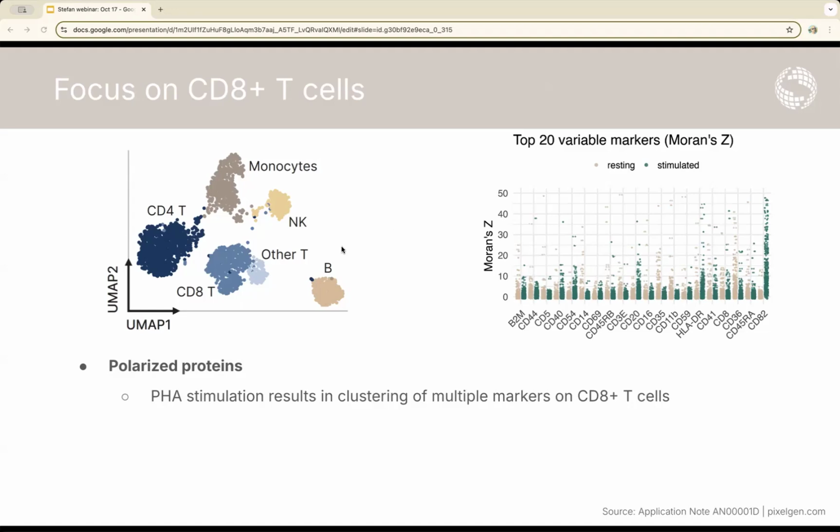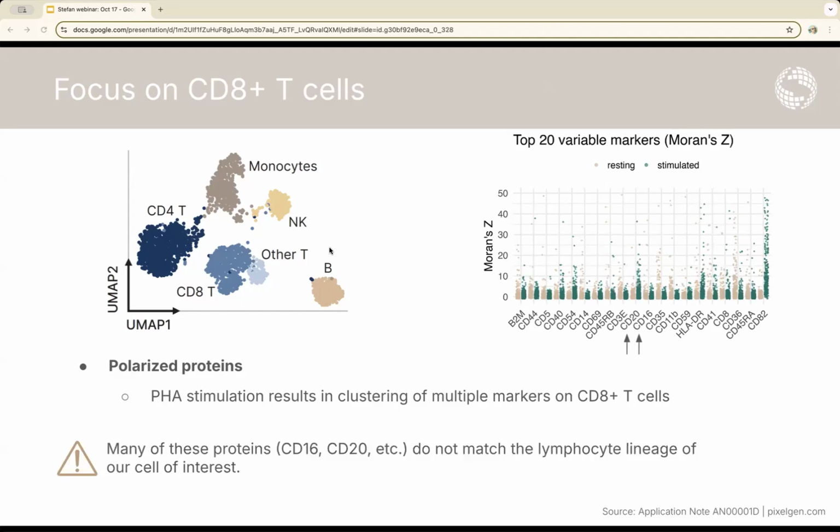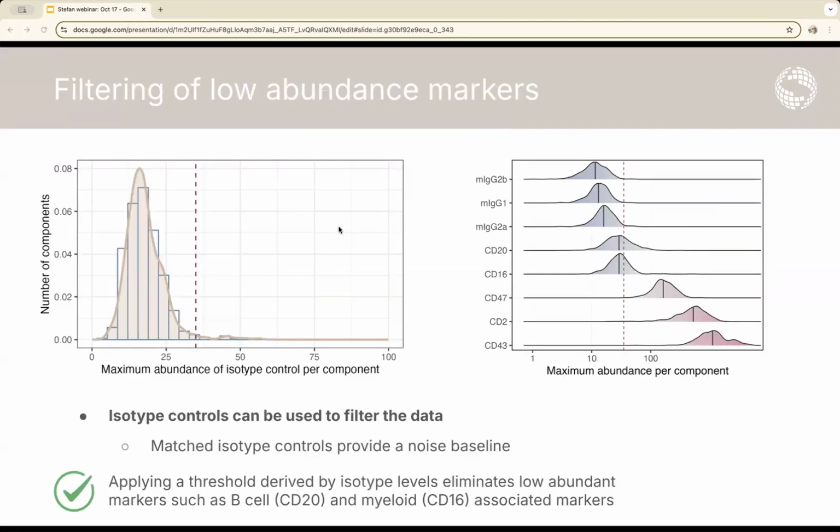But one thing that is concerning looking at this data is that we see a lot of markers that are not necessarily associated with T cells. For example, CD20 is a B cell marker, and CD16 is a myeloid marker. So obviously, we need to be aware that using the full 80-plex of markers here is not always pertinent, and we need to do some cleaning here. And these markers that are not necessarily matching the lineage of the cell type of interest are mostly there because they have very low abundance.